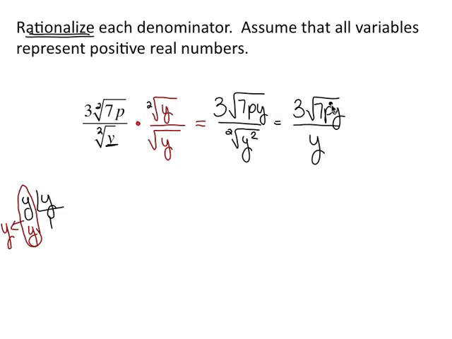Now, it's tempting to cancel this y with this y, but this y is actually underneath the radical sign, so you can't cancel those. So this would be your answer.